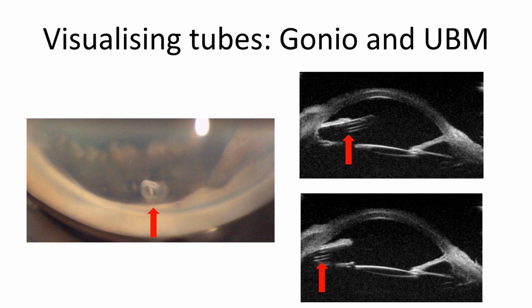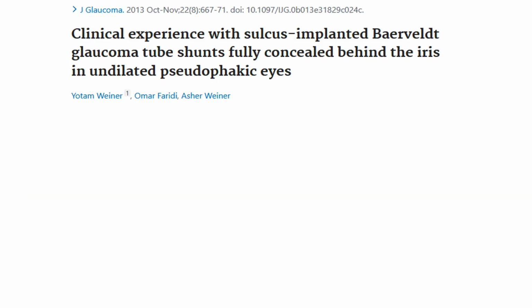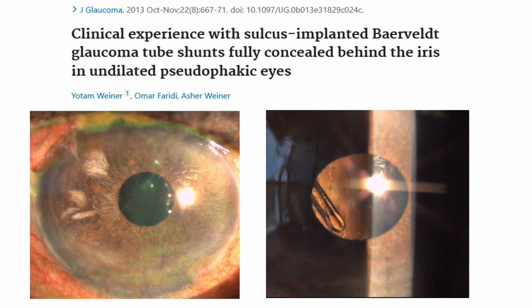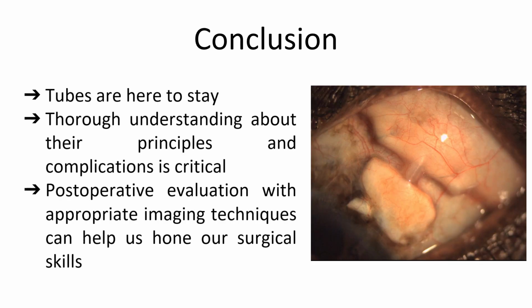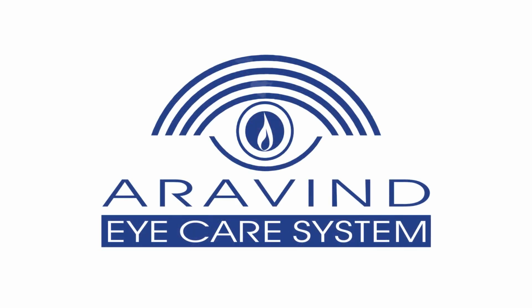Gonio can sometimes help to identify retracted tubes. Sulcus tubes can be imaged well with ultrasound biomicroscopy. Sometimes a simple dilatation can help to visualize the tube tip. With pars plana tubes, one can utilize UBM to trace the tube into the vitreous cavity. Careful case selection and meticulous attention to the surgical details can help mitigate complications after GDDs. Imaging techniques can improve our understanding and help us better manage our patients.